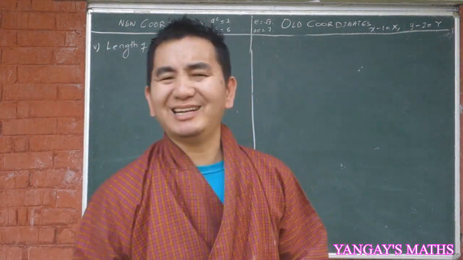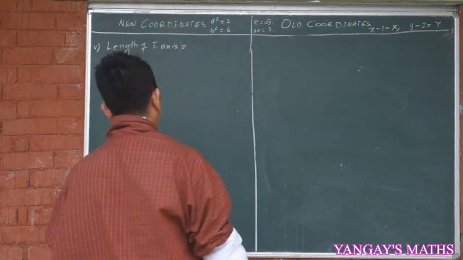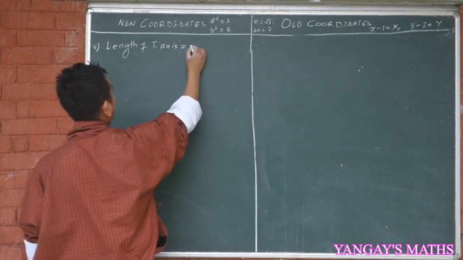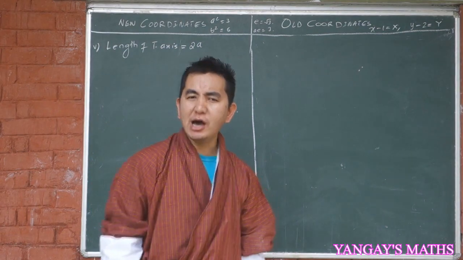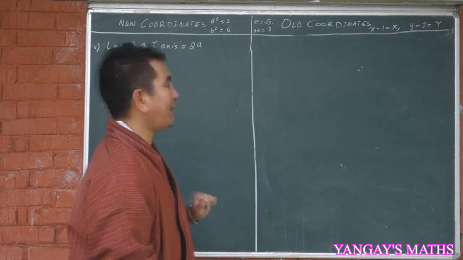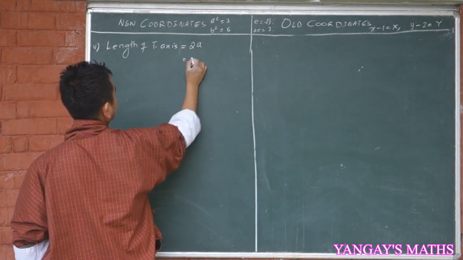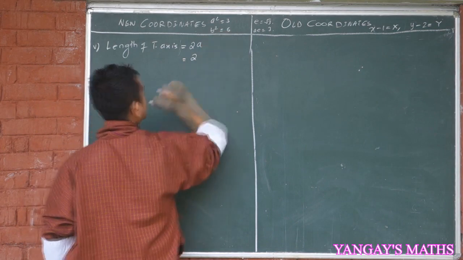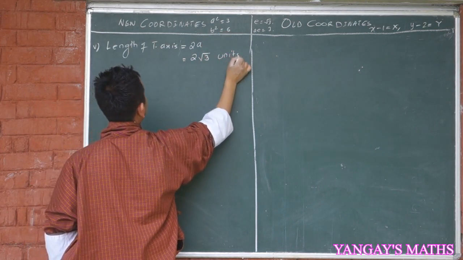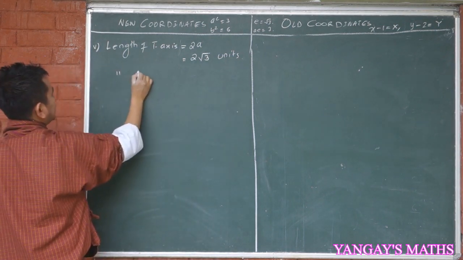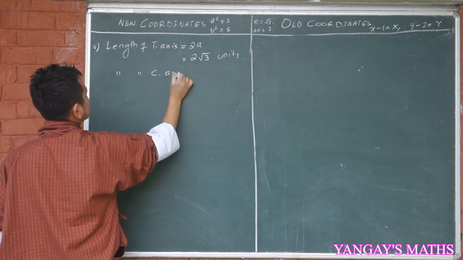So now the length of the transverse axis. What's the length of the transverse axis? Length of the transverse axis is equal to 2a, which is along the y-axis. This is a vertical hyperbola. So 2a, which means 2 times a. The a square value was 3, so a value is root 3 units. Simple as that one.